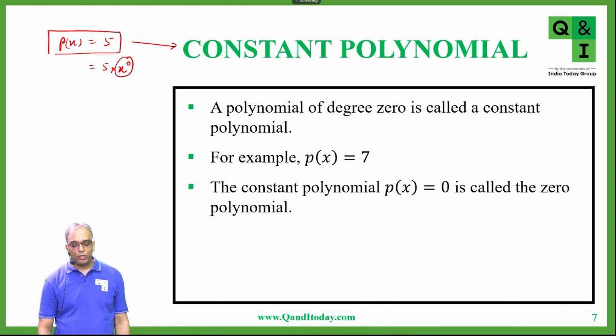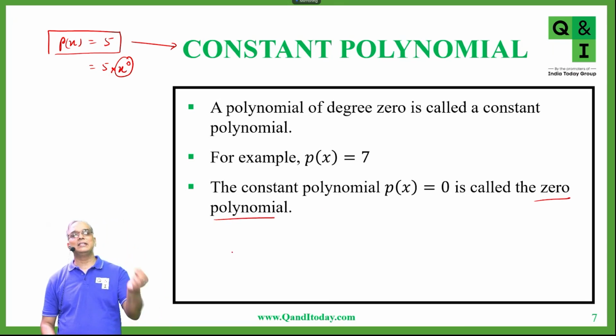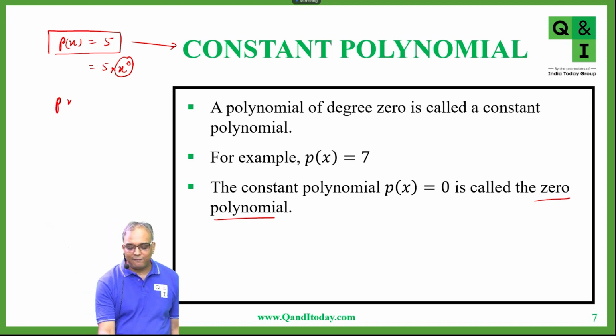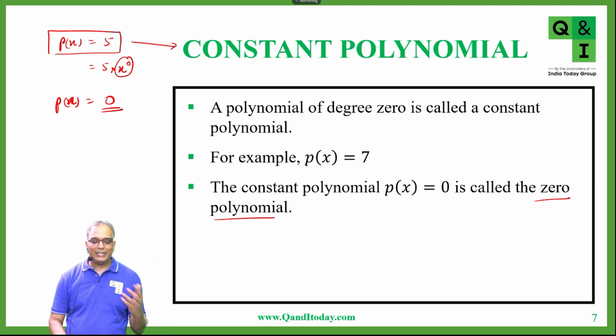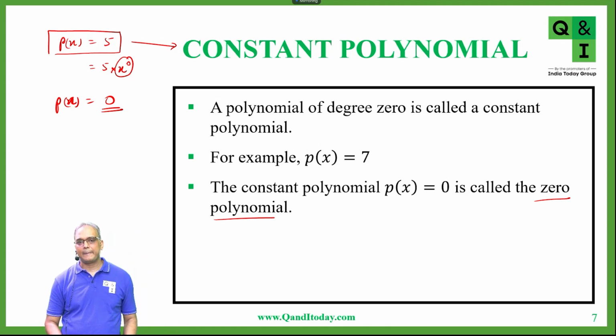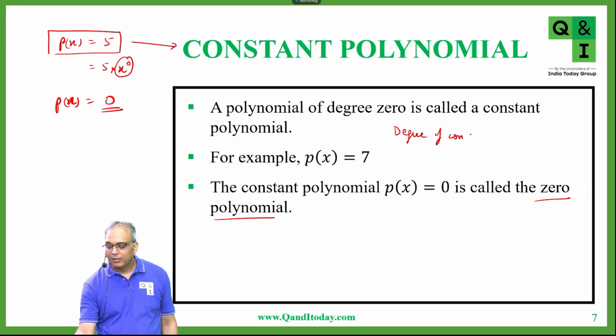So the constant polynomial p(x) = 0 is called a zero polynomial. Specifically, if that constant is 0, meaning we have a polynomial p(x) equal to 0, then in that case this constant polynomial will be called a zero polynomial. Now, when I say the degree of a constant polynomial, the degree of a constant polynomial is equal to 0.